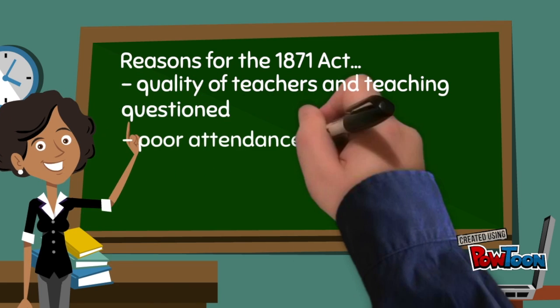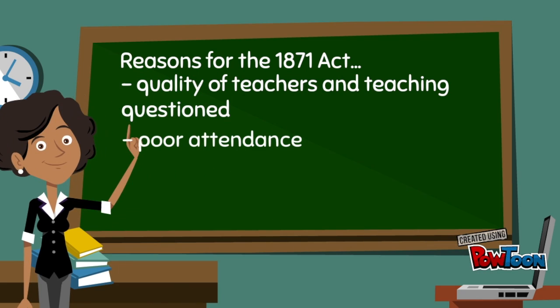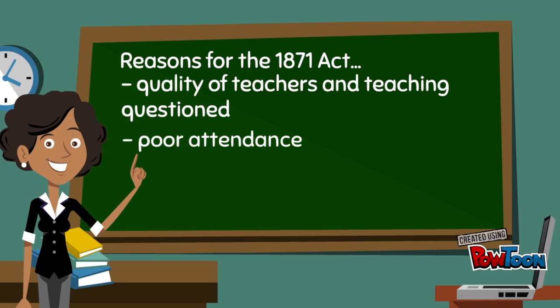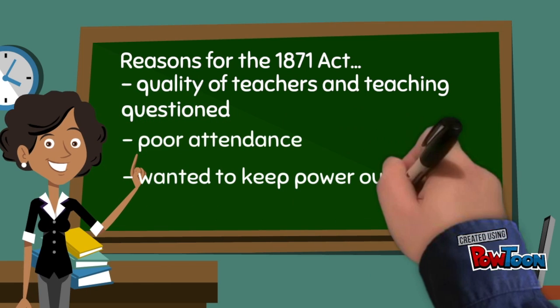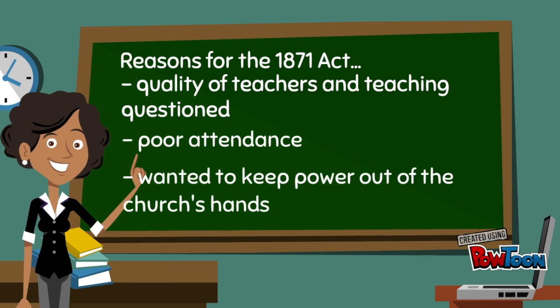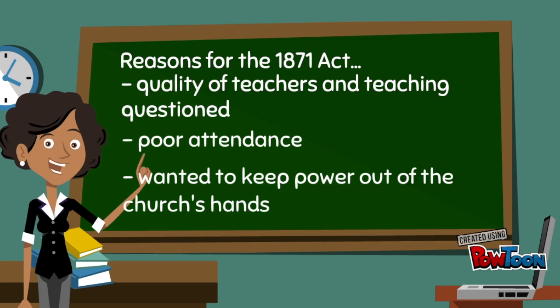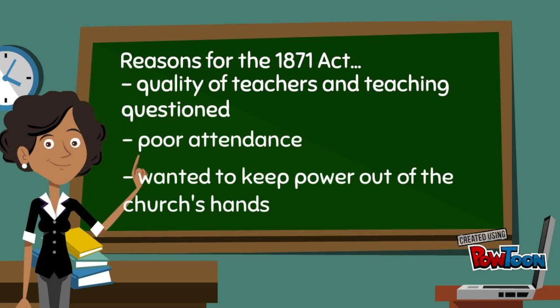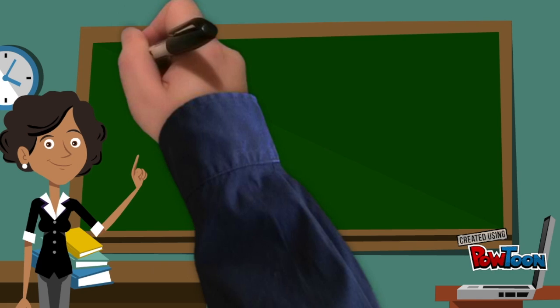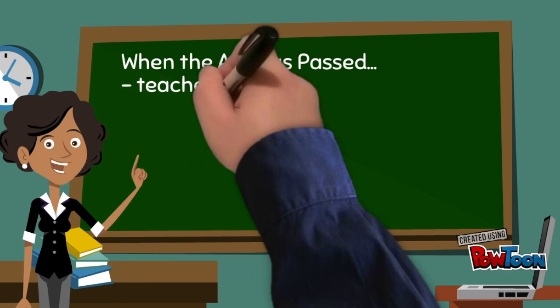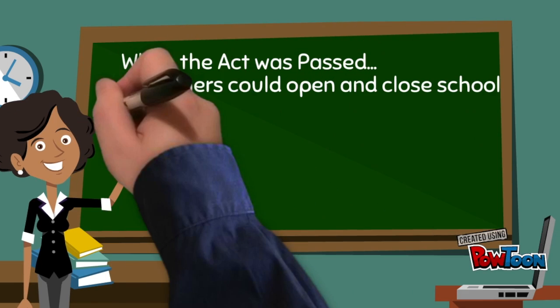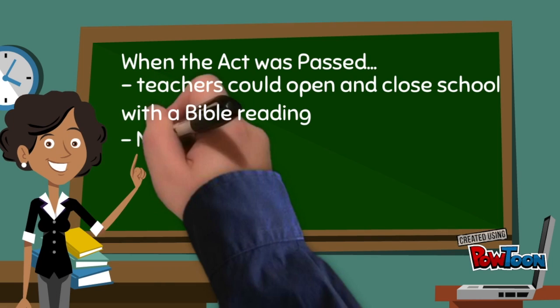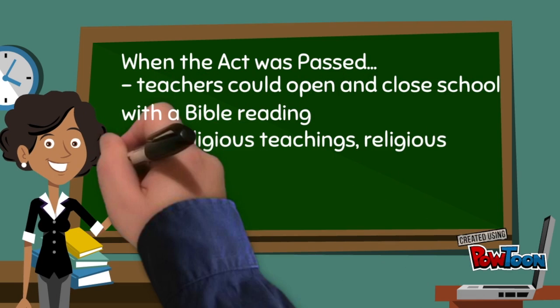Egerton Ryerson, who became Chief Superintendent of Education for Upper Canada, was fighting to keep power out of the hands of the church and was therefore fighting for secularized schooling. Upon passing the bill, New Brunswick teachers were allowed to open and close school with a Bible reading, but they weren't allowed to perform religious teachings, wear religious clothing, or display religious symbols. The Board of Education took over the curriculum and textbook content.